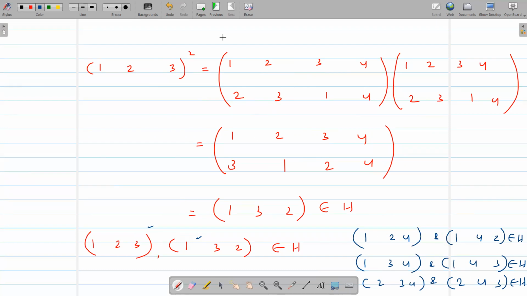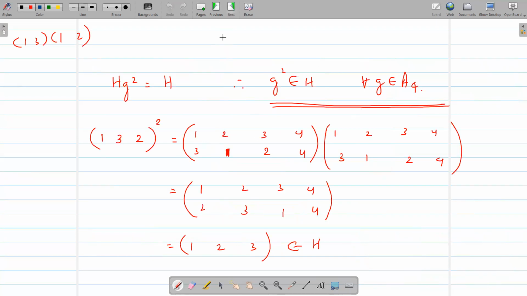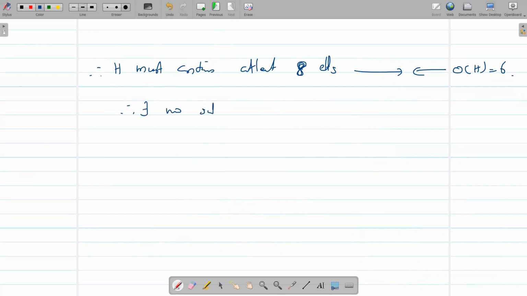Therefore, H must contain at least 8 elements, contradicting the fact that the order of H is equal to 6. Therefore, there exists no subgroup of order 6 for A4.